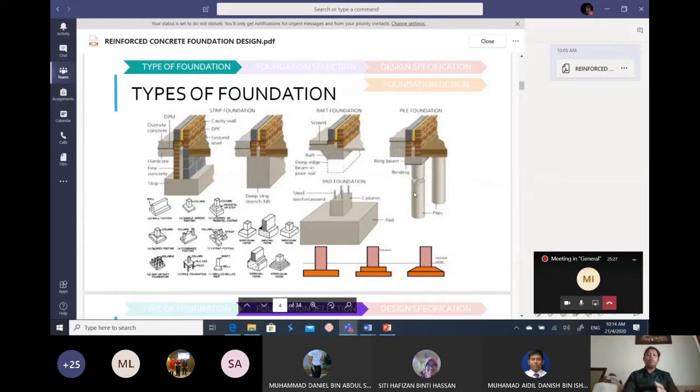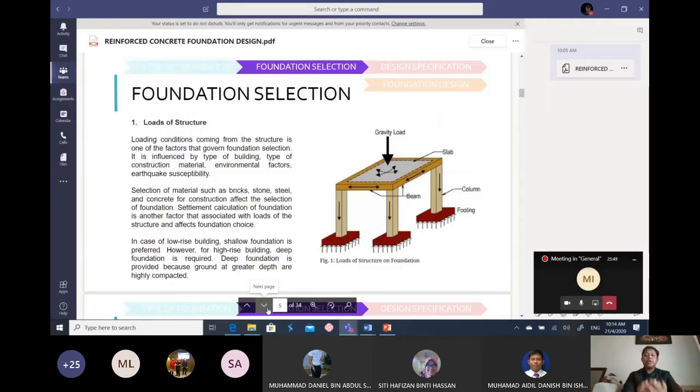So how are we going to choose the foundation that we are going to use for our structure? There are a few criteria in foundation selection that we have to follow. You have studied, and you have to know what criteria you have to check in order to choose the foundation. The first one is the load of the structure. The loading condition coming from the structure is one of the factors that govern foundation selection.